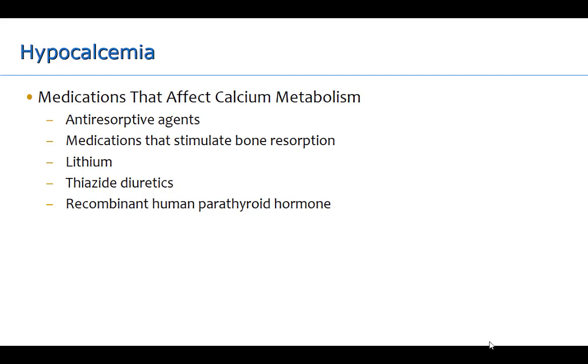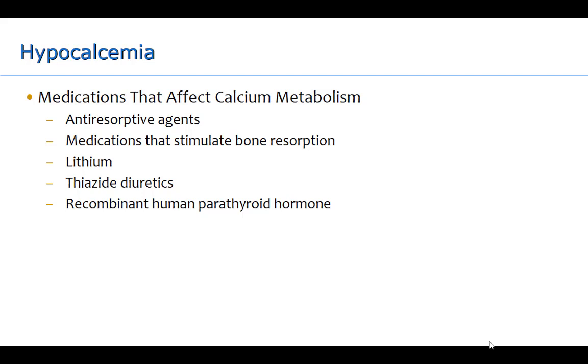If you see the second drug now, medications that stimulate bone resorption can also cause hypocalcemia. So this is opposite to the first drug, right? So you would think how medications that stimulate bone resorption can cause hypocalcemia. Now when they stimulate bone resorption, there will be hypercalcemia, right? And what will happen with hypercalcemia? PTH will be inhibited, right? When PTH is inhibited, this calcium will be lost through the kidney. So sometimes medications that stimulate bone resorption can actually present with hypocalcemia. It's a paradoxical kind of effect.